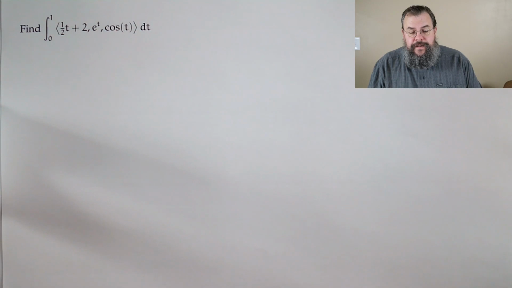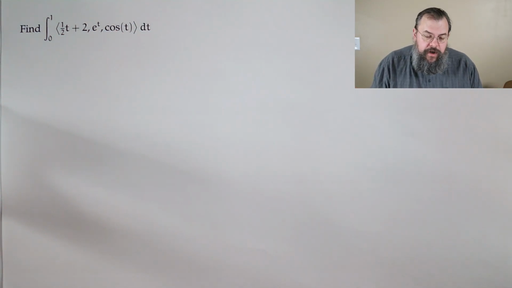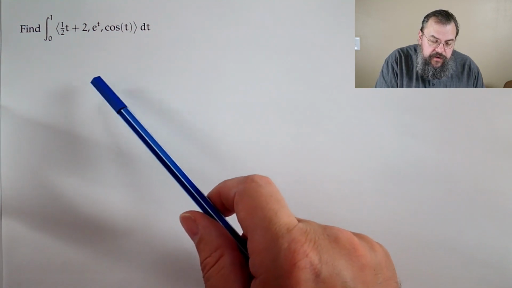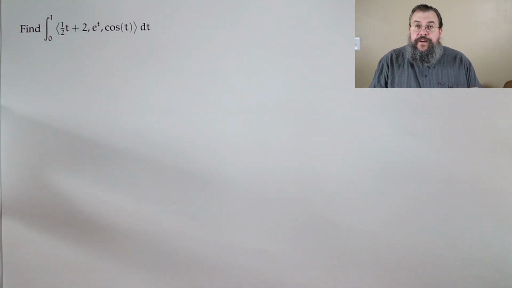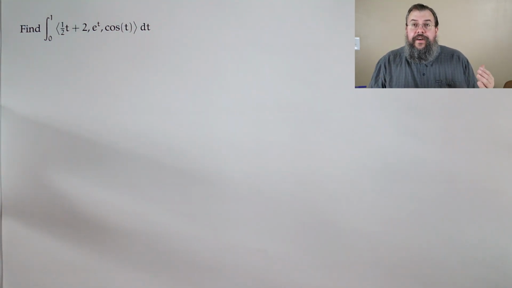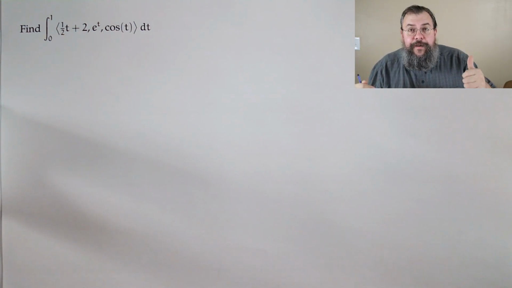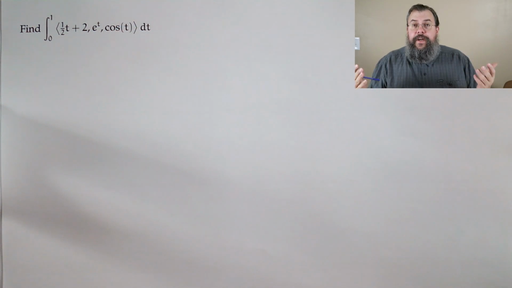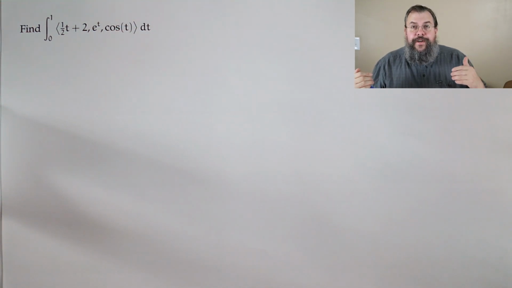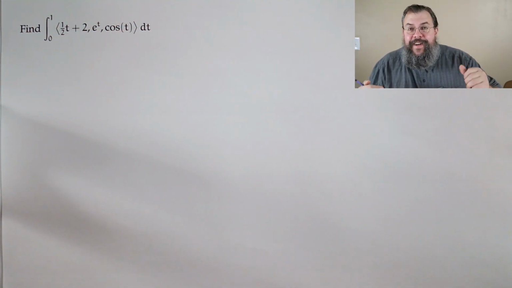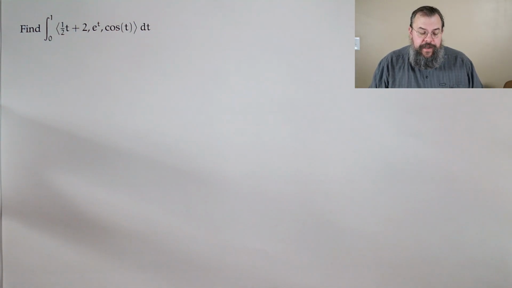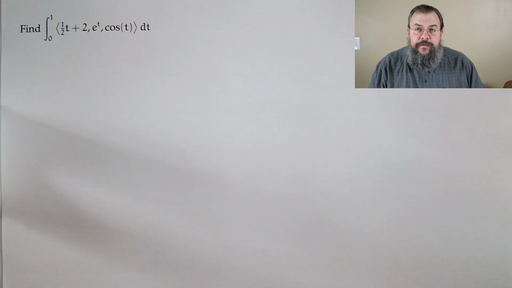So, the next problem. Find the integral from 0 to 1 of (1/2 t + 2, e^t, cosine t) dt. So in other words, we're integrating a vector valued function. Now this is a definite integral. Now how do we do definite integrals? Well, the answer is one entry at a time. That's what we always do. One entry at a time. That's the way vector valued functions work.